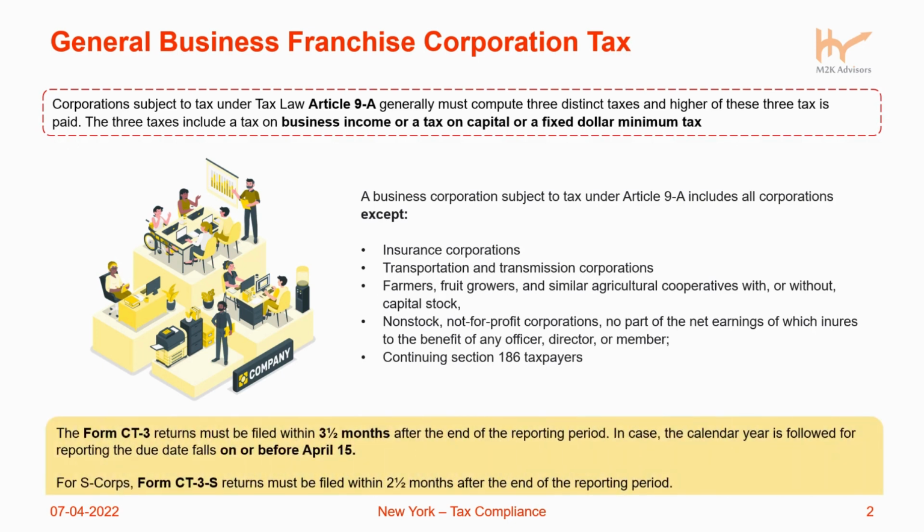The Form CT-3 returns must be filed within 3.5 months after the end of the reporting period. In case the calendar year is followed for reporting, the due date falls on or before April 15th. For S-Corp, Form CT-3S returns must be filed within 2.5 months after the end of the reporting period.